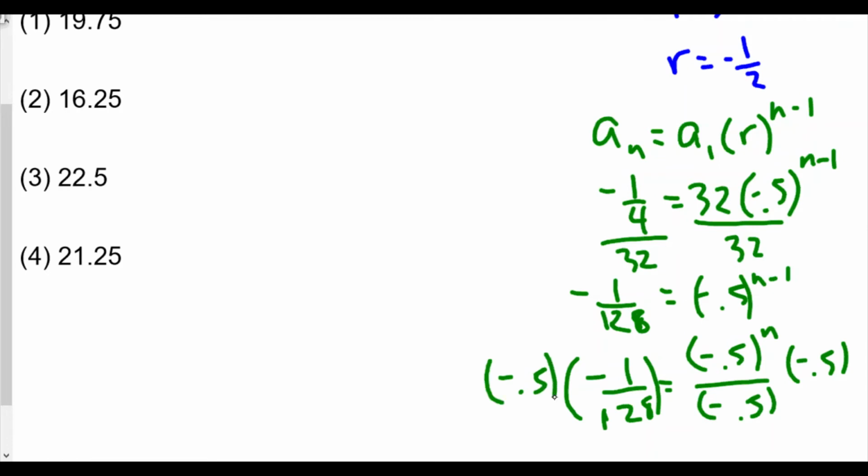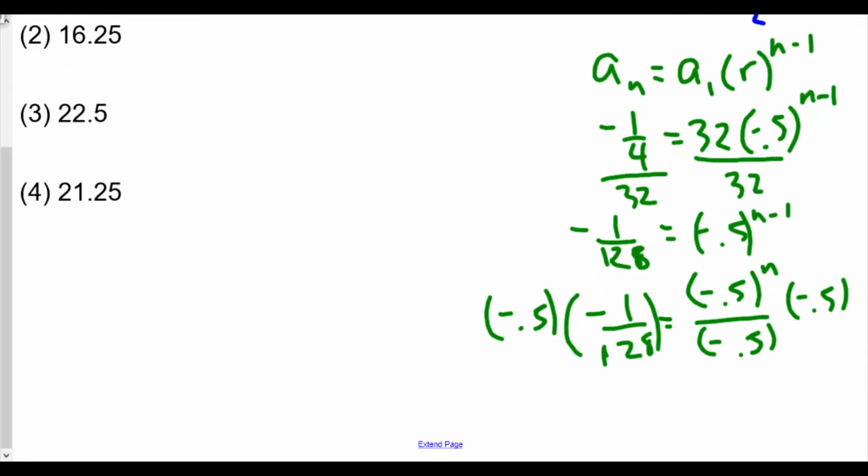Okay, so we see in this case, we're going to bring this down a little lower. So now, when I multiply by negative 0.5, we get a positive number, but it's like multiplied by 1/2, so we get 1 over 256. You can double check on your calculator, multiply negative 0.5 times negative 1 over 128. You should get a certain decimal, which you can change into a fraction, 1 over 256. And we have this is equal to negative 0.5 to the nth power.